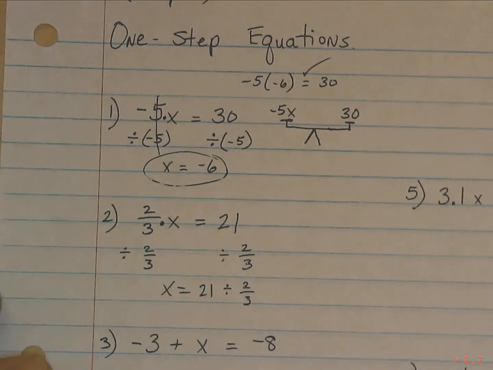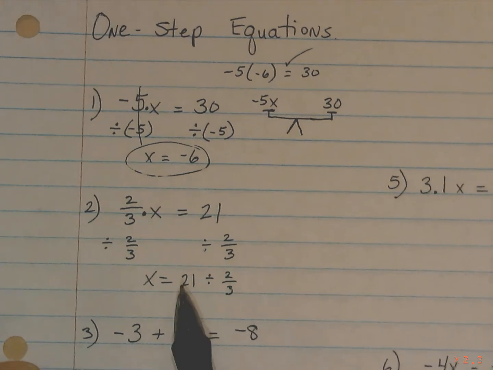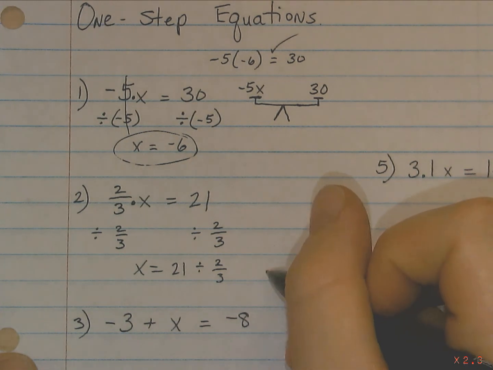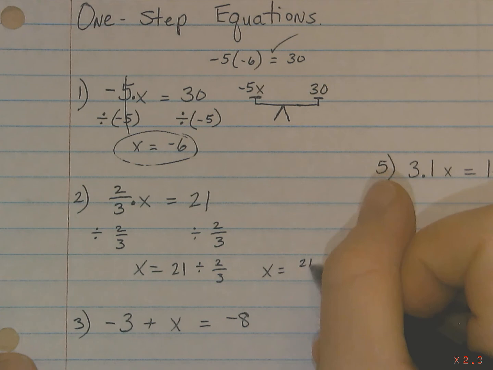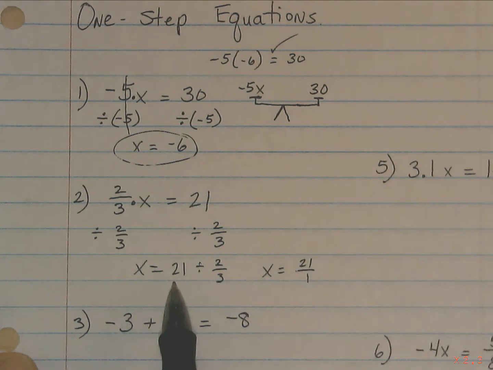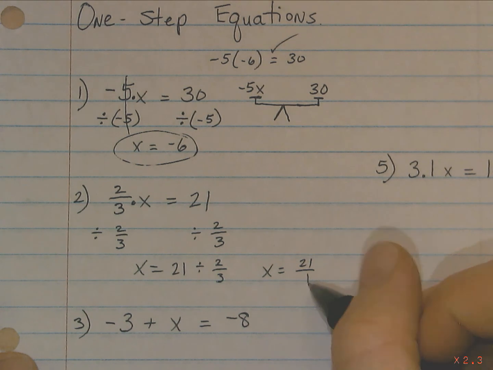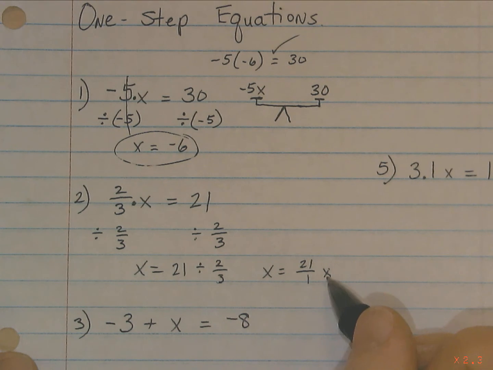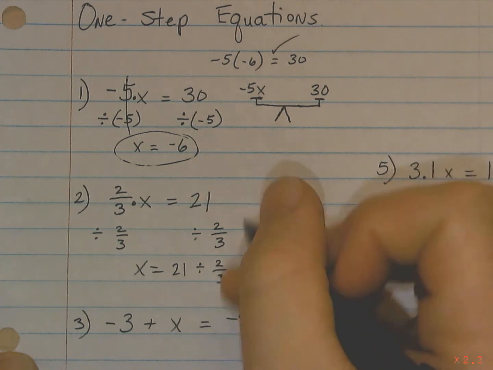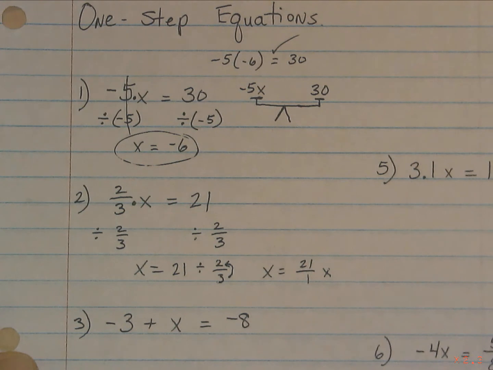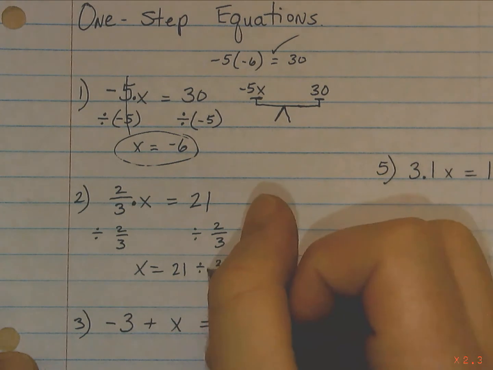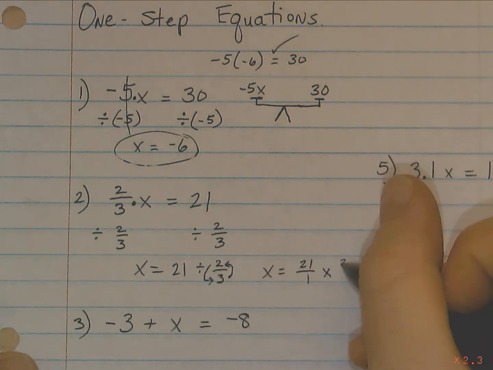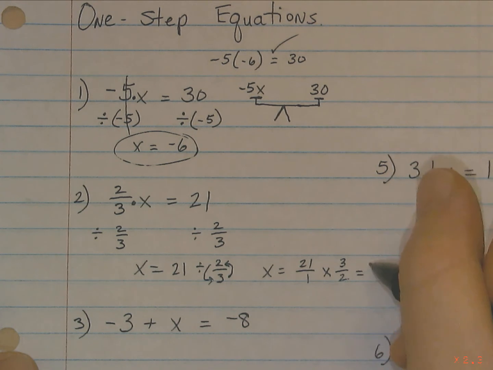Now, how do we divide fractions? We know we keep, change, flip. So it's going to be x equals 21. We put that over 1 because it's a whole number. So we're going to keep 21 over 1. Change this to multiplication. I should use the dot instead, sorry. And then we're going to flip that. Keep, change, flip. The denominator becomes the numerator, and the numerator becomes the denominator. So 3 over 2. That becomes 63 over 2.